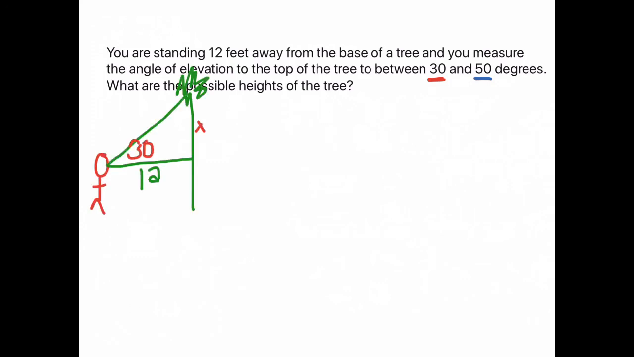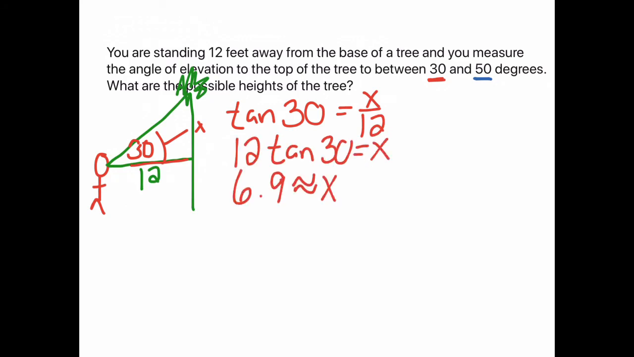So if we set it up using this triangle over here, you're 12 feet away from the green tree, your angle of elevation is 30, and we're looking for the height x. From the 30, we would use the opposite over the adjacent. So we're looking for the tangent of angle 30, which would be x over 12. Then we'll solve this for x using algebra, and what you get is that x is approximately 6.9. So that would be the shortest the tree could possibly be.